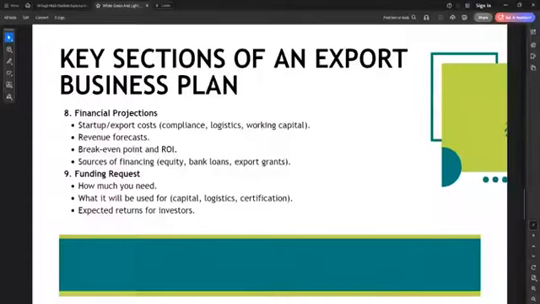What are the strategies you have in place? Is it friends and family? Is it equity? Is it bank loans, export grants that you are going to be using? So you also pan out your strategy in this section. And then from here, you also look at funding requests. So what are you actually looking for? I mentioned financial ask the other time.